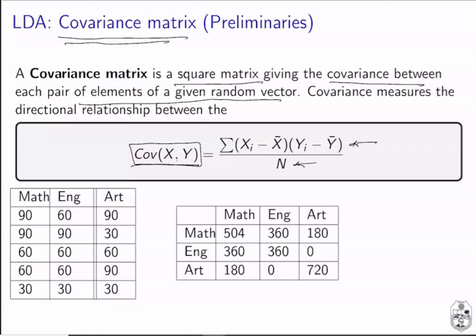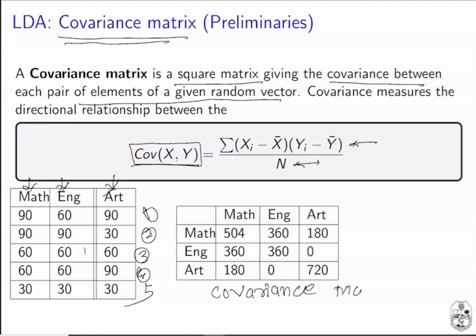divided by n. So here there are three different features, that is, the marks scored by the students in three different subjects like math, English and art, and these are the marks of five different students. The students score marks in the range between 0 to 100, and this is the covariance matrix.